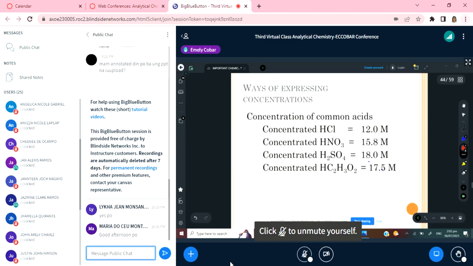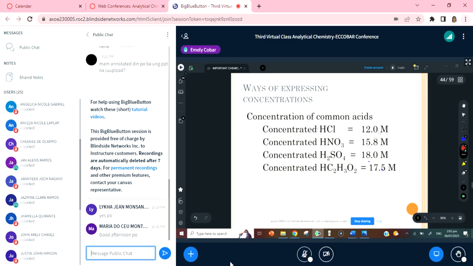Okay. So, ito yung mga common acids na ginagamit natin. Okay, like for example, concentrated hydrochloric acid has 12.0 M, nitric 15.8, concentrated 18.0, concentrated sulfuric acid, concentrated acetic acid 17.5. Itong mga solution na to, meron silang sariling mass percent, ha? Merong nakalagay din sa bottle. Ang nakalagay sa bottle ay yung mass percent at saka specific gravity or density. And so we can compute for this.